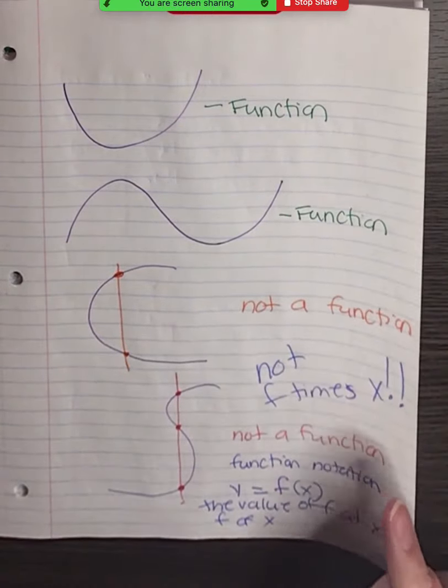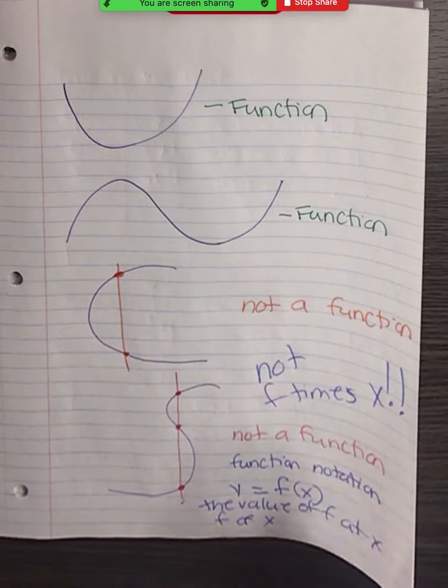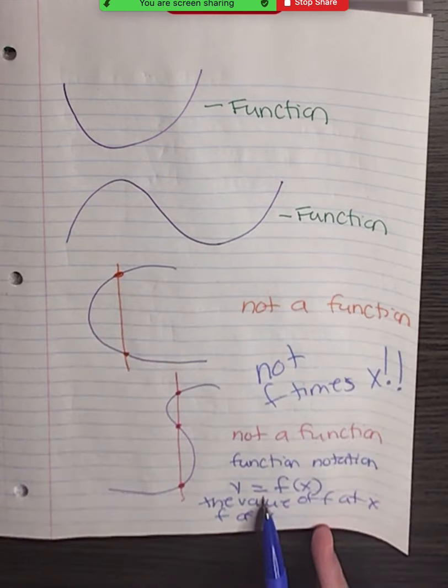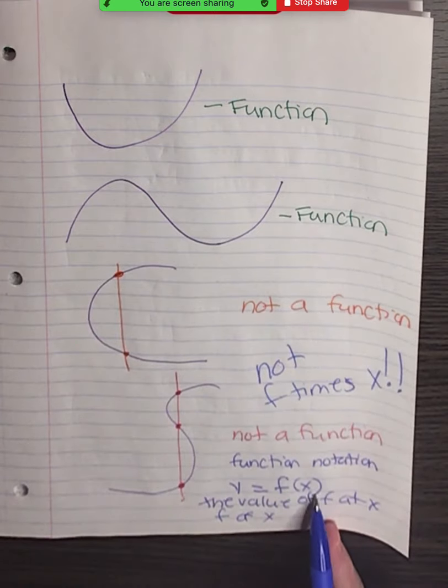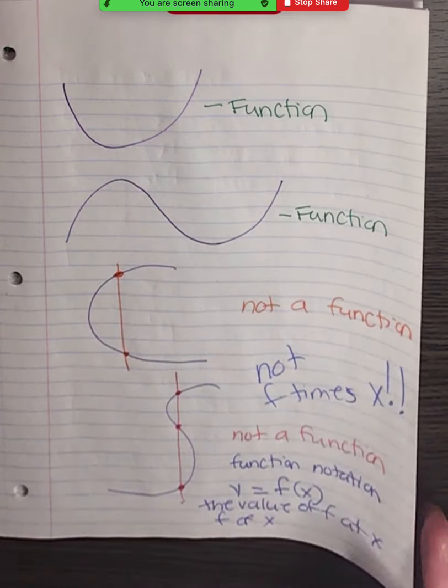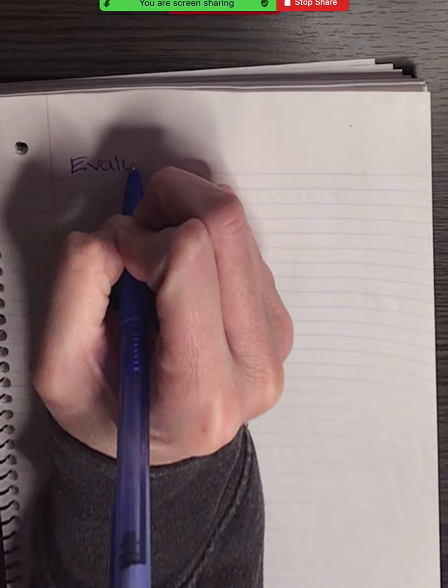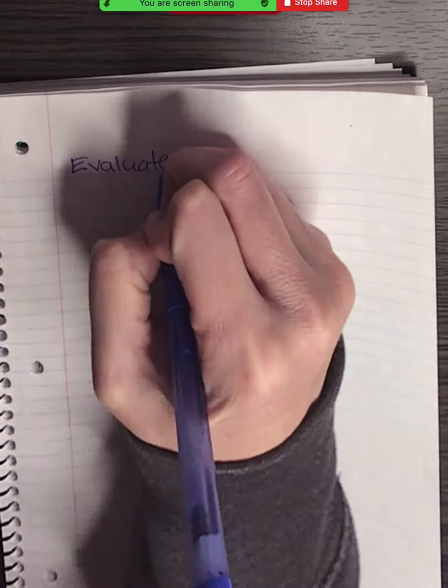This is a big one. A lot of people always think it's times x, so they end up dividing. It is not. It is saying you have a function dependent on x, and then it gives you your x value. So we can evaluate functions at a given value.